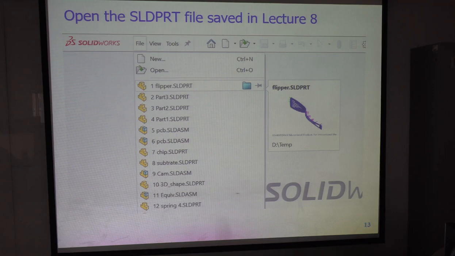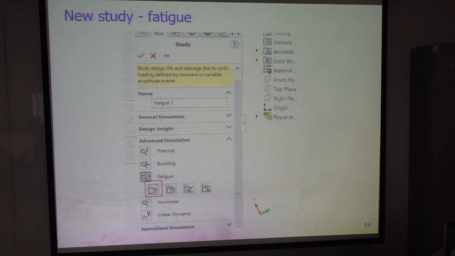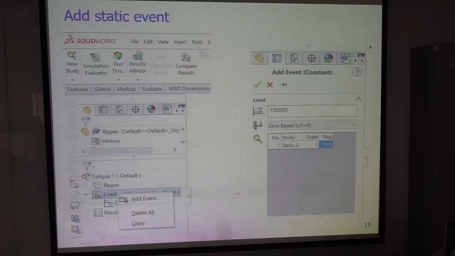Okay, next page, please. Okay, we do a new analysis, fatigue testing. Next page. Say the amplitude of the load is 100,000 Newton. So let's put the static load as 100,000. Okay, next page, please.